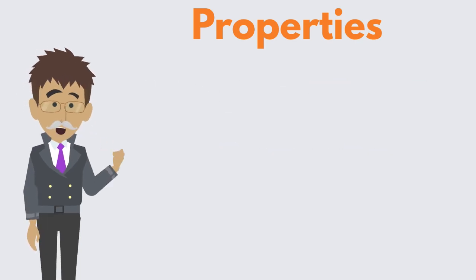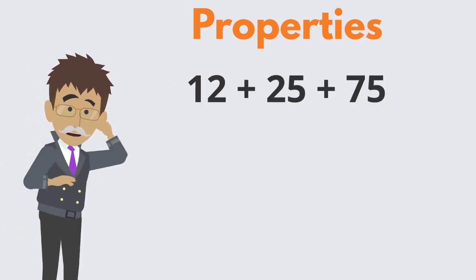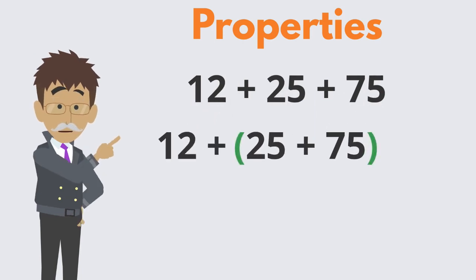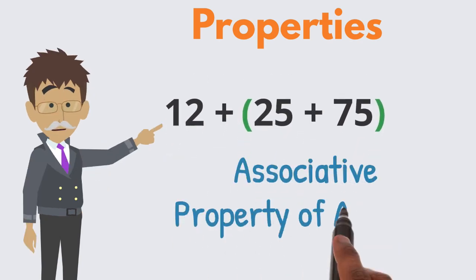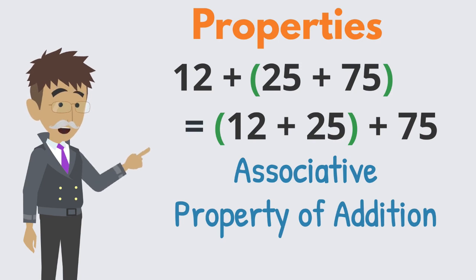Now imagine that we are adding 12, 25, and 75 together. We can add these in any order. For example, I could start with 25 and add 75 to get 100. Finally, I will add the 12 for a total of 112. We call this the associative property of addition, and it allows us to pair up values in any order to add them together.